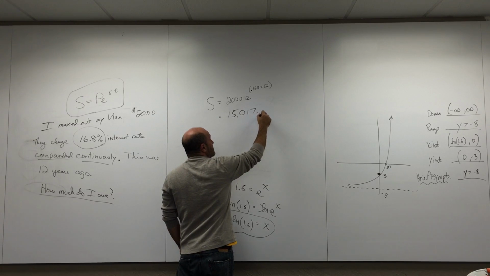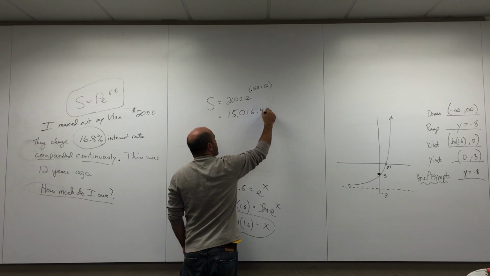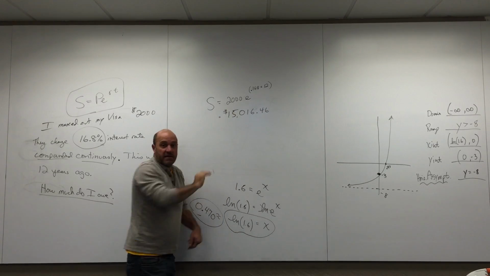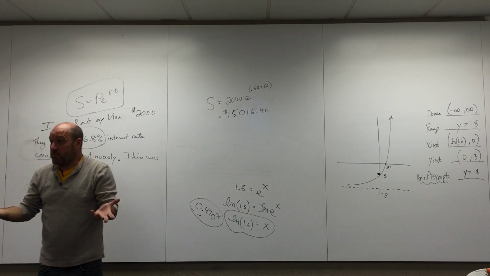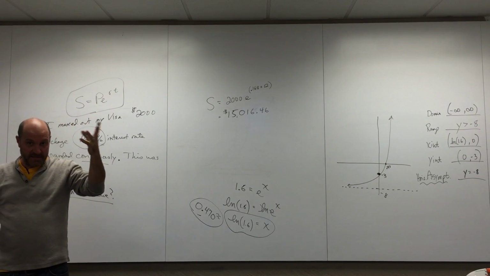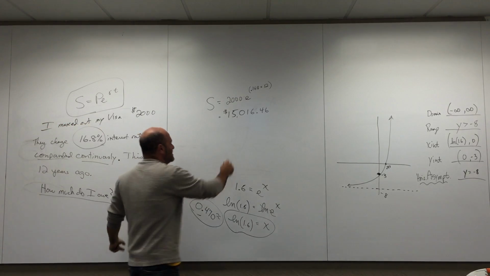$15,017 and some cents, please. It would be $16.46. $16.46. You guys agree? Okay, good. Let's do it as accurate as possible. When we're talking money, we'll go to 2 decimals, for pennies. Get the pennies accurate. Visa's not going to forgive those pennies.